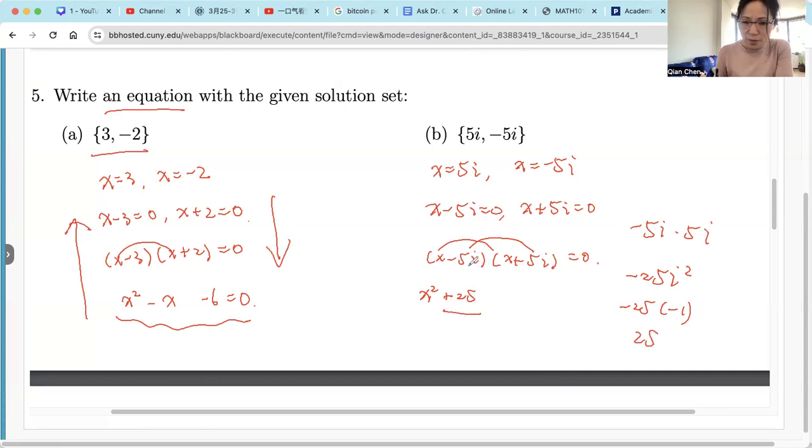Now the middle term: I have -5ix and positive 5ix. They cancel to be 0. So that's it. It's a sum of two squares, so it can be factored as complex factors.